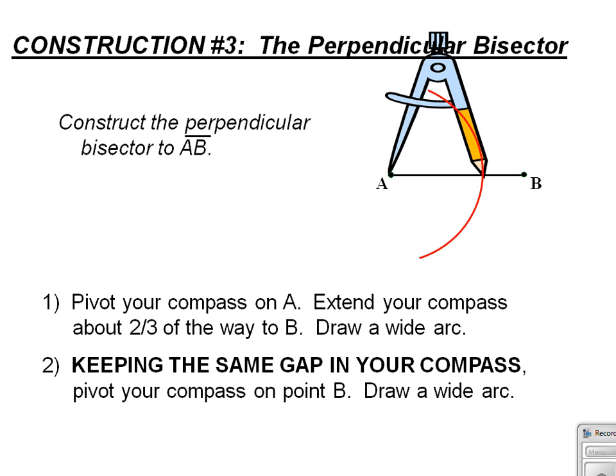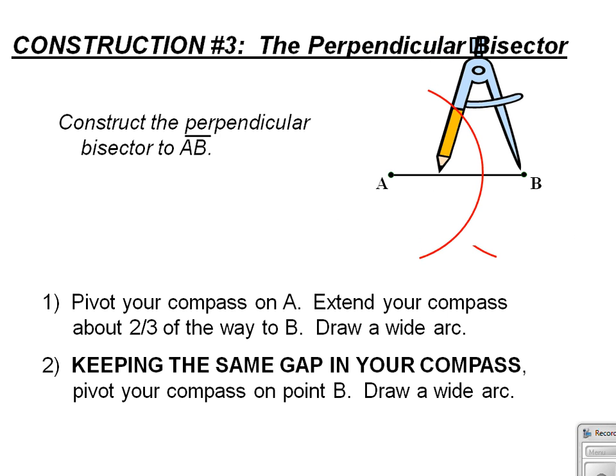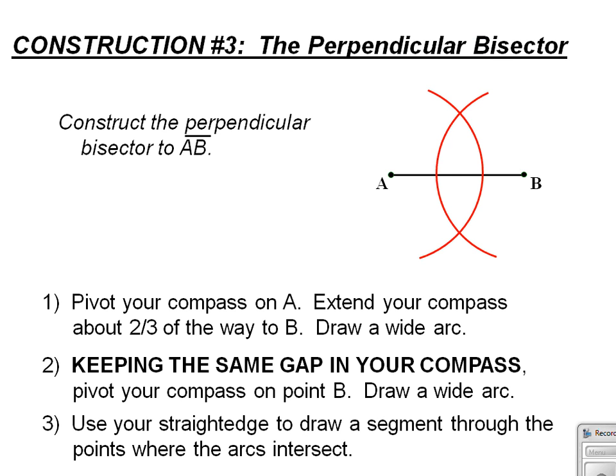Then, keeping the same gap in your compass, make sure you don't change it. Keeping the same gap in your compass, do the same procedure, but this time as you pivot your compass on point B and draw the wide arc above and below the segment. Now, you'll notice that these arcs meet in two locations, above and below. Now, taking your straight edge, draw a segment through these points of intersection with the two arcs. And there you have constructed your perpendicular bisector.